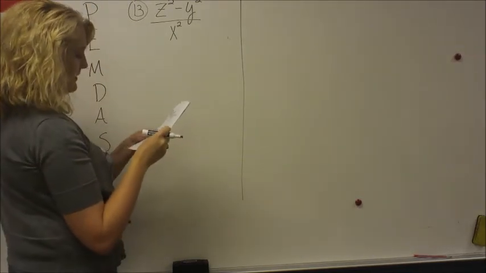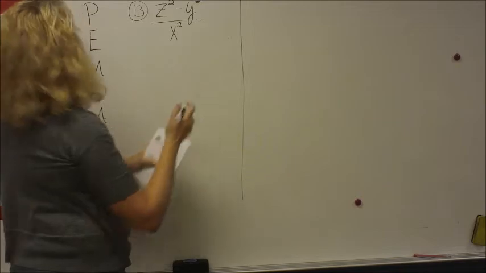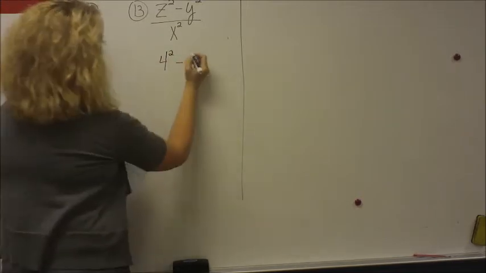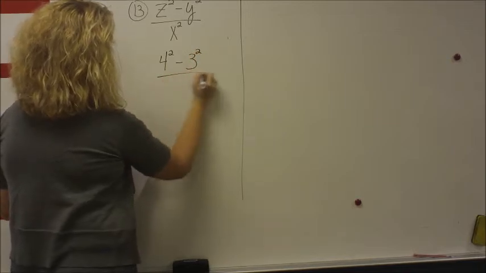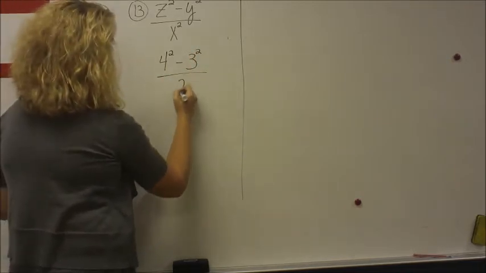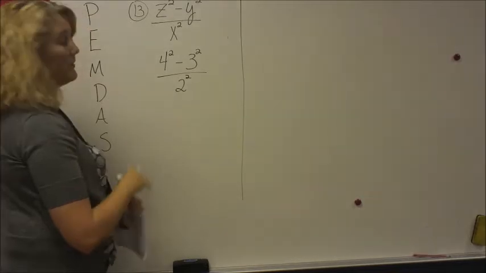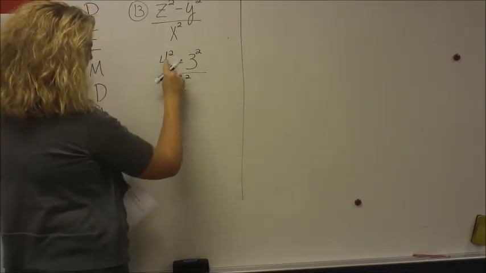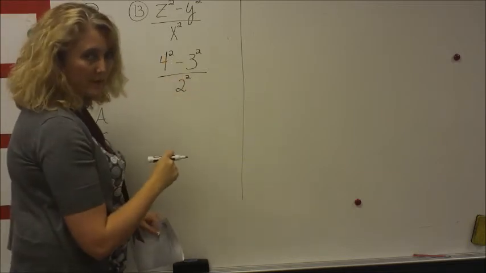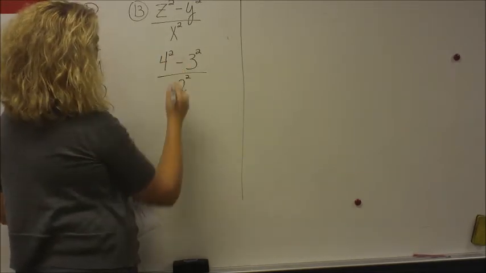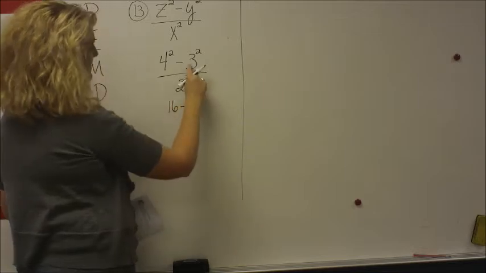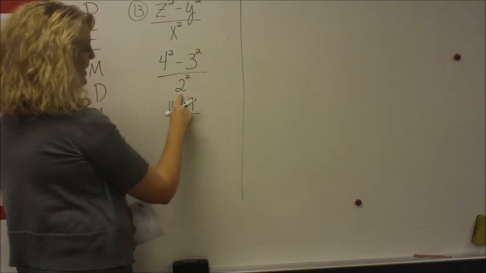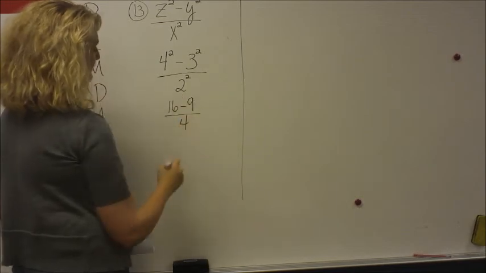Okay, z squared. So plug in your values. Z is equal to 4. So this is 4 squared minus y is equal to 3, 3 squared, and x is 2. First thing I got to do, get rid of all those exponents. 4 squared, that's 4 times 4, not 4 times 2, okay? 4 times 4 is 16, minus 3 times 3 is 9, divided by 2 times 2 is 4.